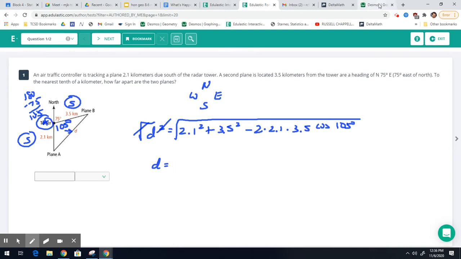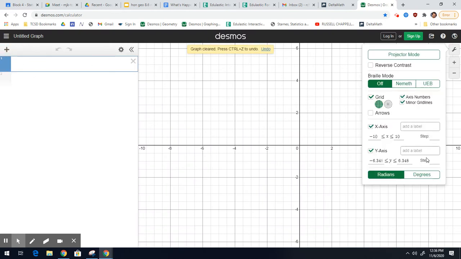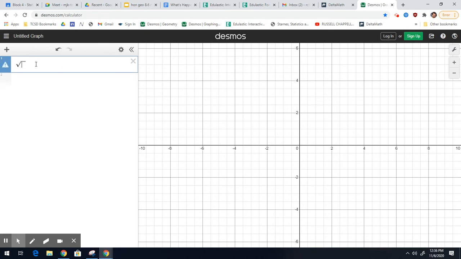Okay, so let's go to Desmos graphing calculator. Let me clear these for a second. There we go. Make sure we are in degrees. Oh, see, now when I cleared, notice it went back to radians. So be very careful there, right? Always check. Make sure you're in degrees. Square root of 2.1 squared plus 3.5 squared minus 2 times 2.1 times 3.5 cosine of 105.